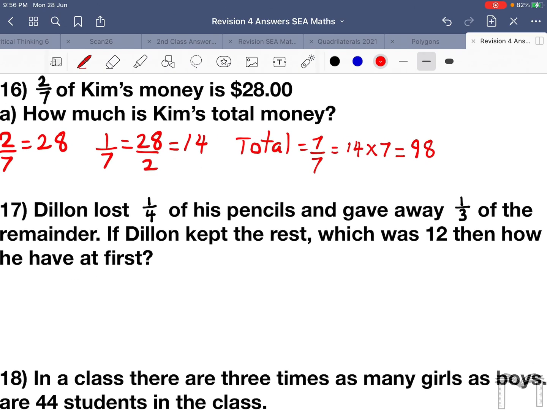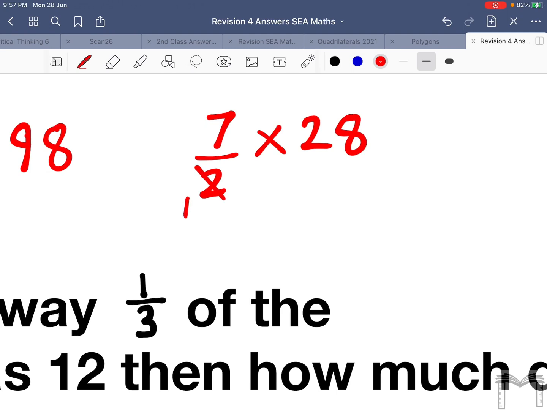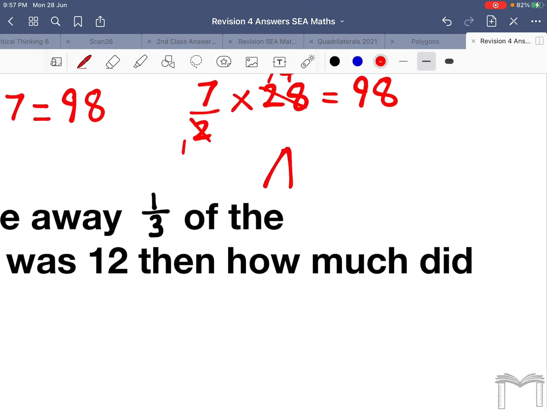Or we can do it this way, where we say 2/7 is 28. So we flip 2/7, we get 7 over 2. We multiply by what it is equal to, which is 28. 2 into 2 is 1, 2 into 28 is 14, and we get the same answer, 98. So the answer is $98.